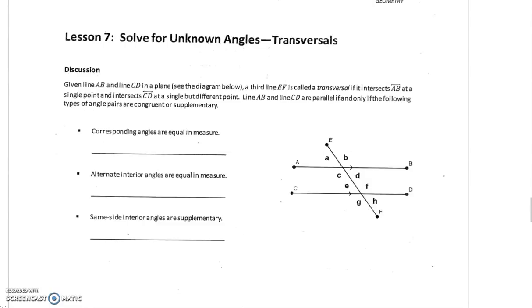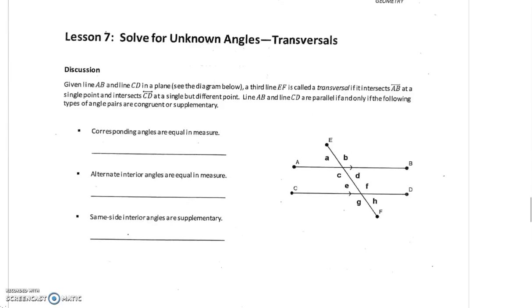So this video is on lesson 7. Just like lesson 6, your goals are to be able to identify your angle pairs and to find the missing angle measure. Now lesson 6 focused on angles formed by intersecting lines. This lesson, though, is going to focus on angles formed by parallel lines and a transversal.